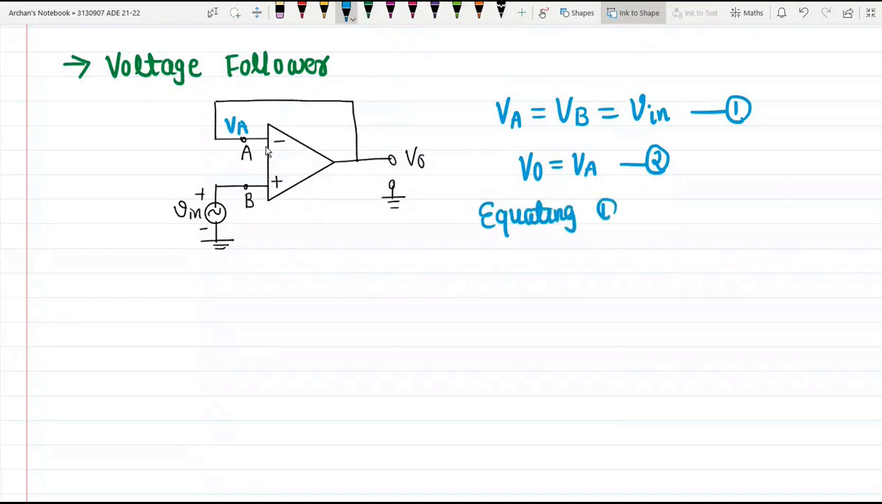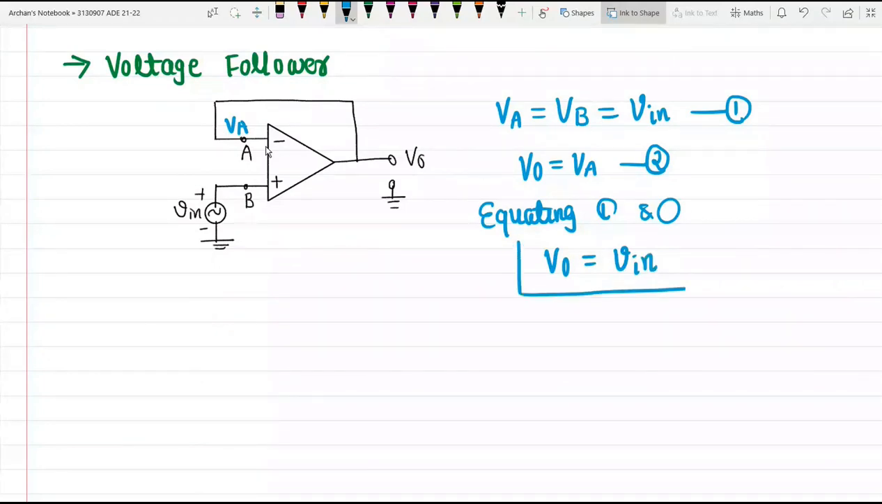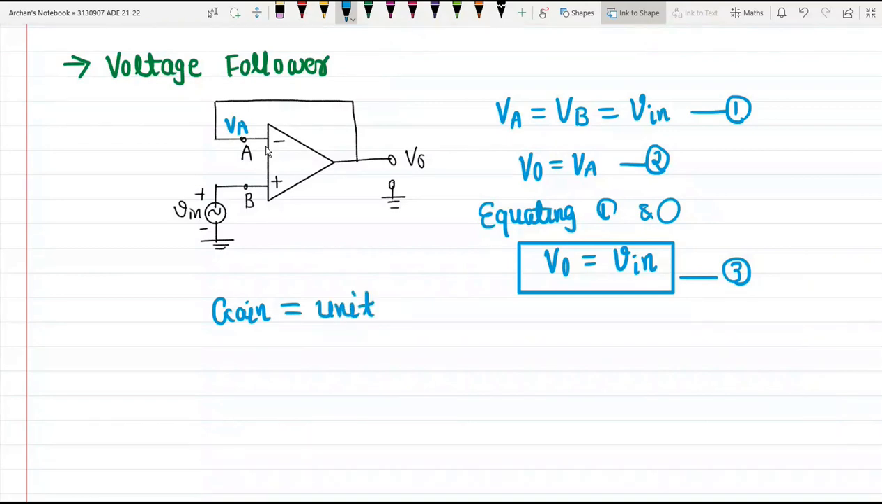Equating equations 1 and 2, we can say that the output voltage V0 is equal to the input voltage V in. Whatever may be the input signal, we will have the same output voltage signal. Talking about the gain provided by this circuit, it should be equal to 1. So gain is equal to unity in our case.